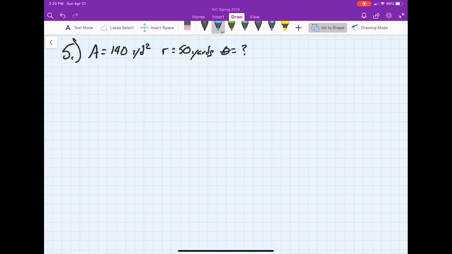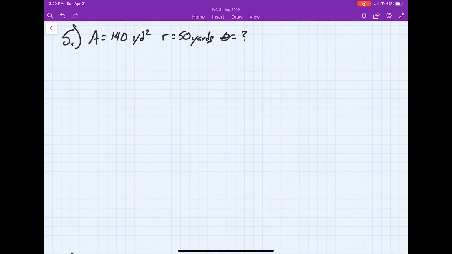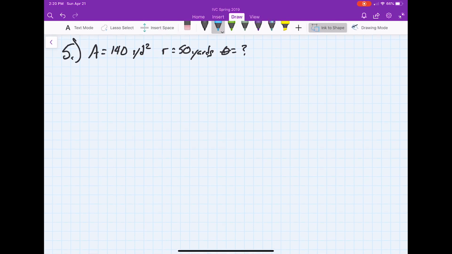So number 5 is a word problem. As part of an experiment to test different liquid fertilizers, a sprinkler has to be set to cover an area of 140 square yards in the shape of a sector of a circle of radius 50 yards. Through what angle should the sprinkler be set to rotate? If necessary, round the answer to 2 decimal places.